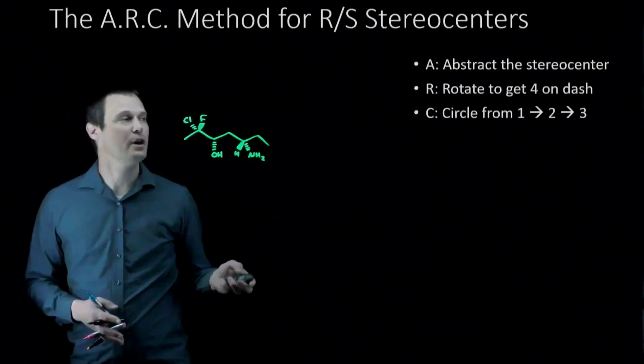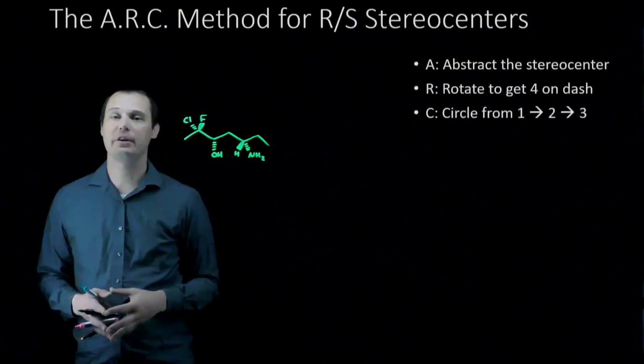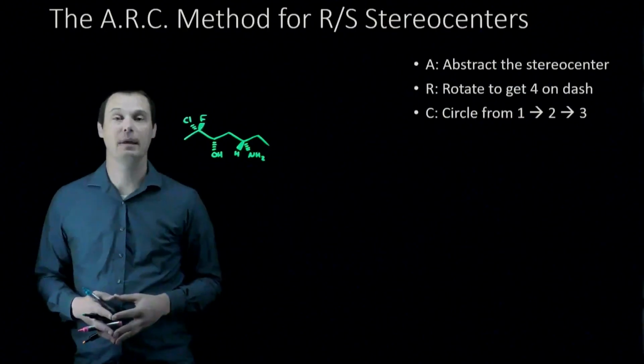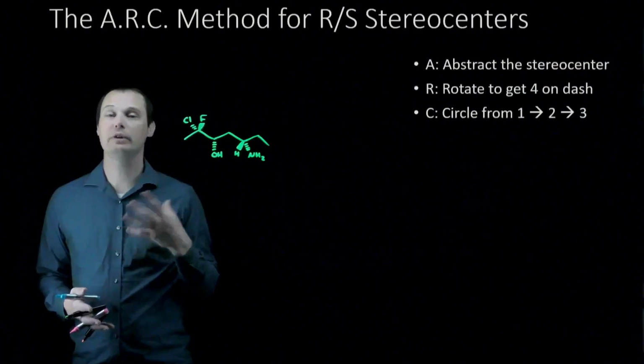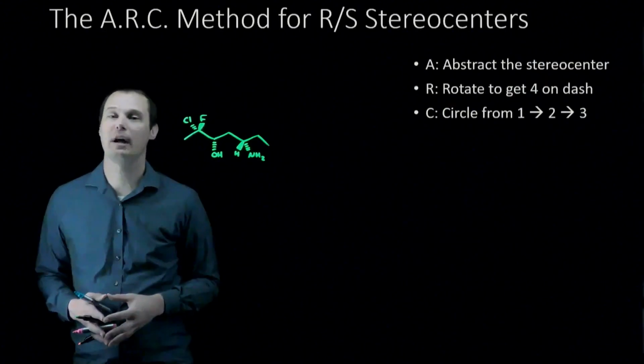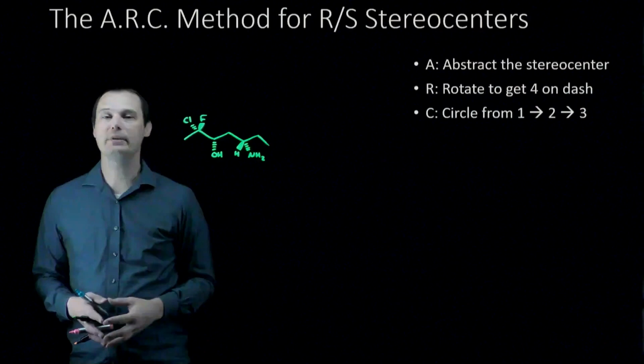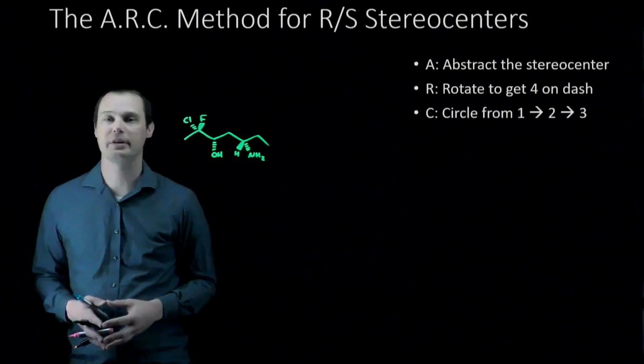There are 3 steps in the A.R.C method. The first step is to abstract the stereocenter, whatever that means. I'll explain that in a second. The second step is to rotate number 4 to be on the dash. And then the third step is to draw our circle and decide whether it's clockwise for R or counterclockwise for S. This is a foolproof 3-step plan for assigning R and S stereocenters every time.